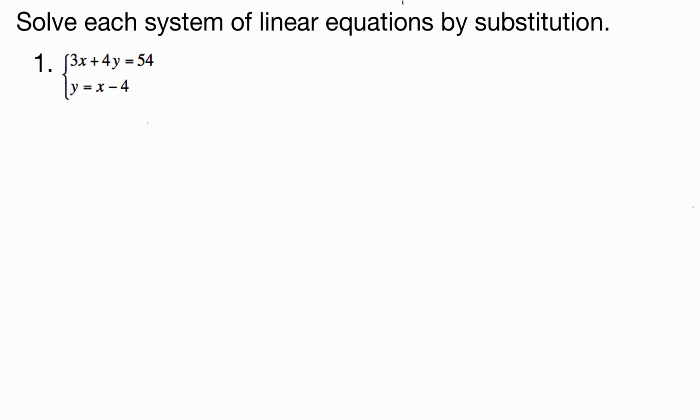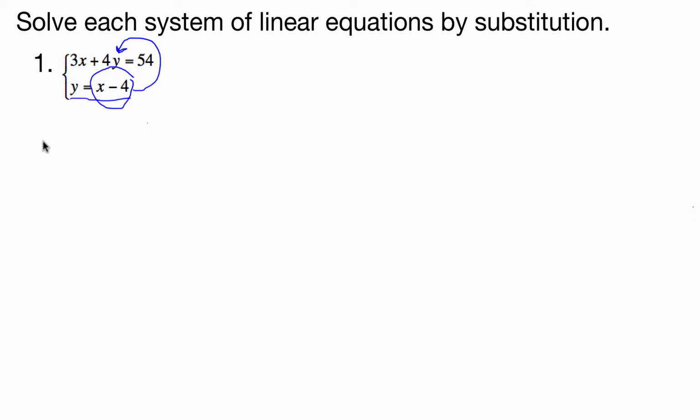Okay, so if we look right here, this is pretty awesome because the way this problem has been given to us, it's kind of already been done. We know that y equals x minus 4. So we could theoretically take the expression x minus 4 and substitute it in for y up here, and then we'd end up with an equation with only one variable, and we could solve for that variable. So let's give it a shot.